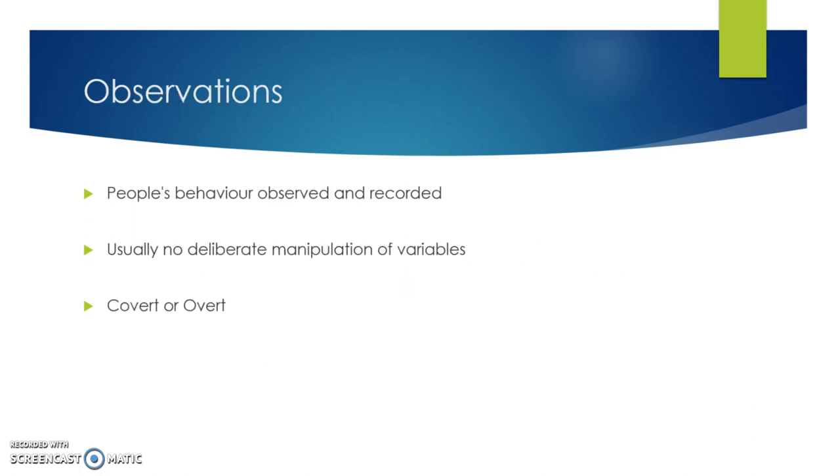So the next section of this assignment is about qualitative data and methods of collecting it. So the first is observations, and this is when you observe and record people's behaviours without deliberate manipulation of variables. So observations can either be covert or overt. Covert observations are when you do them without the participants knowing, so they don't know that they're part of a study. Whereas overt observations are when the participants know they're being observed and they know that their behaviours are being watched.